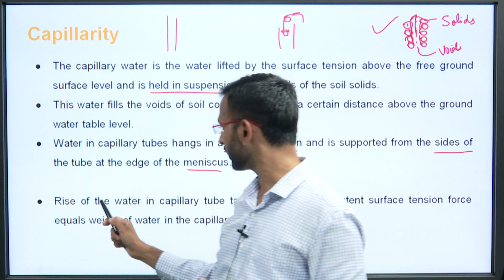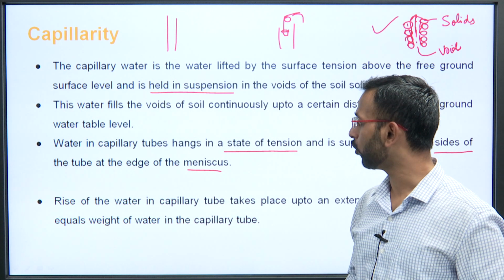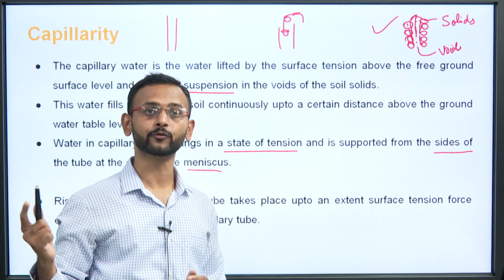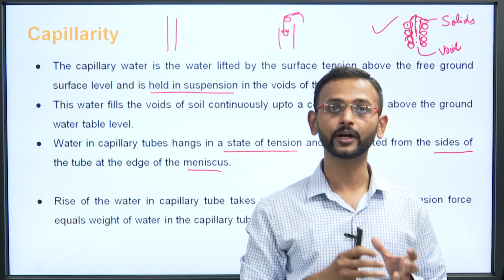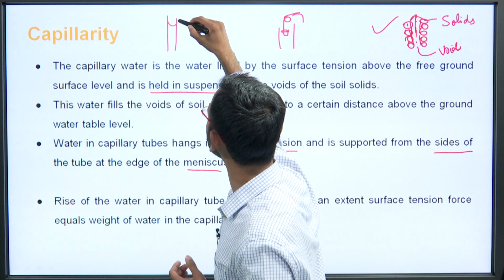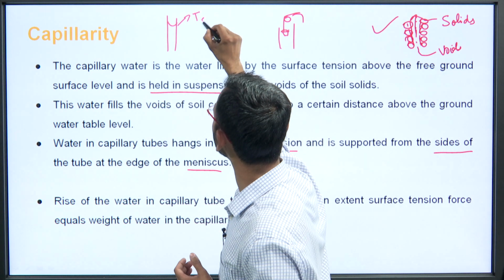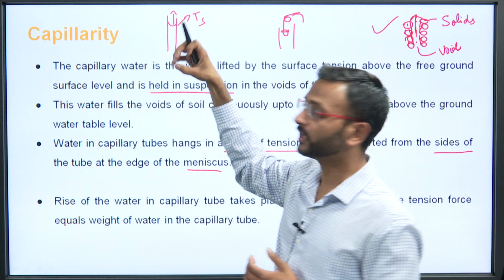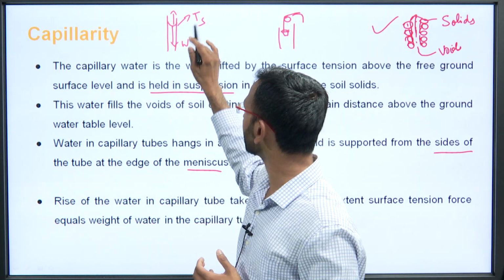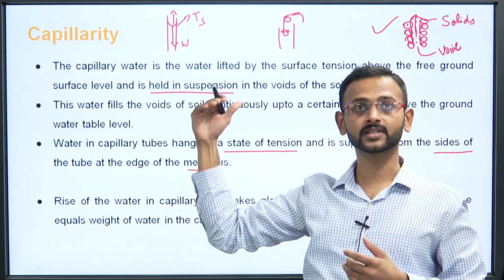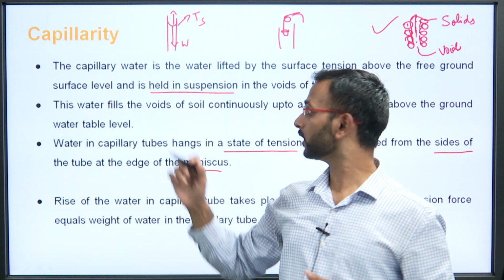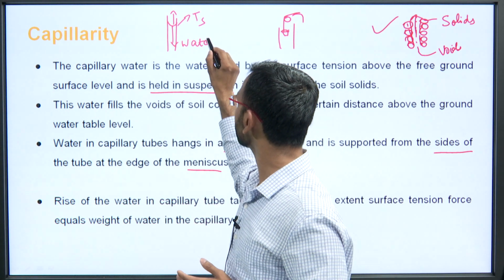So, understand here, the last point in this slide, that the rise of water in a capillary tube takes place up to an extent where the surface tension force equals the weight of the water in the capillary tube, because understand, let us say the water rises up here and this is the surface tension force, so it will be trying to lift up the water and there is this weight of the water which is acting downward. So, how does this surface tension force balance the water weight which acts in the downward direction?